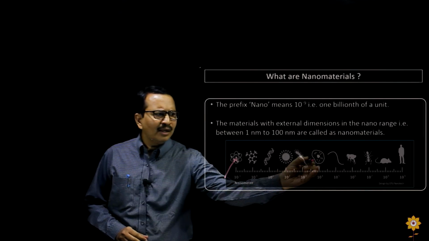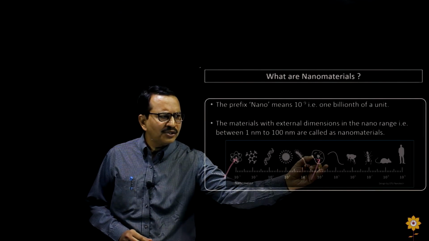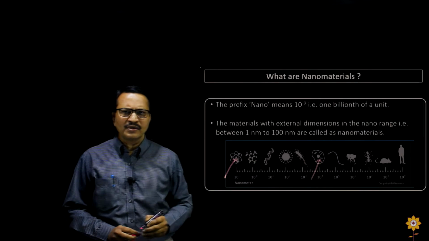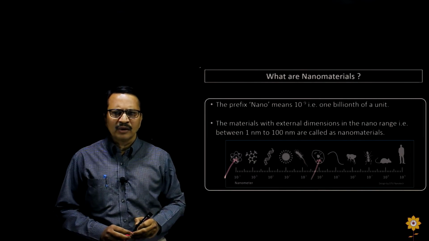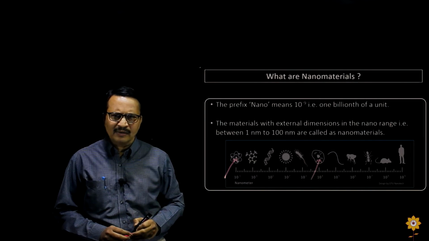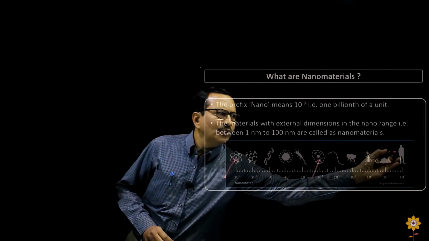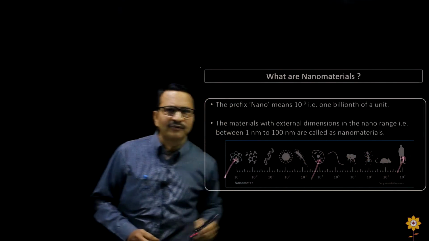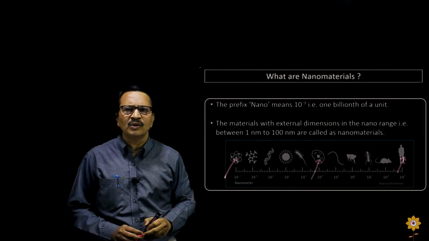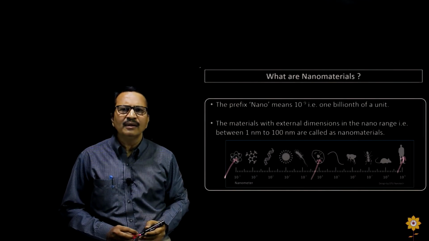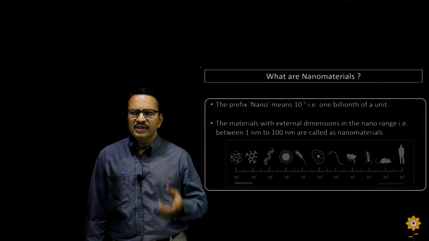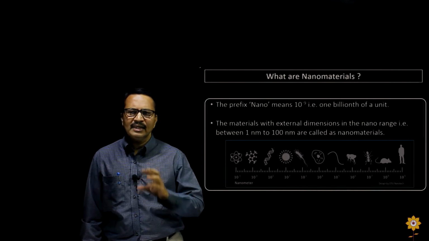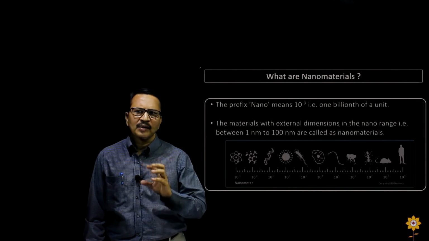This is followed by a biological species, the amoeba, which is of the order of 10 raised to 4 nanometers. And lastly, you have myself, my length can be taken in the order of 10 raised to 9 nanometers. So in the next slide, what we are going to study is the classification of nanomaterials.